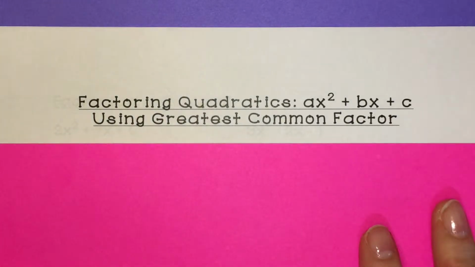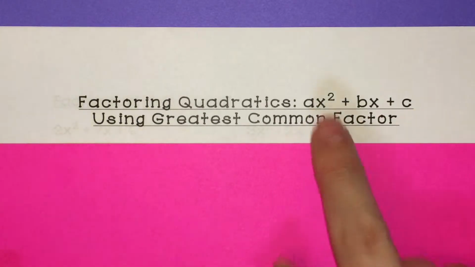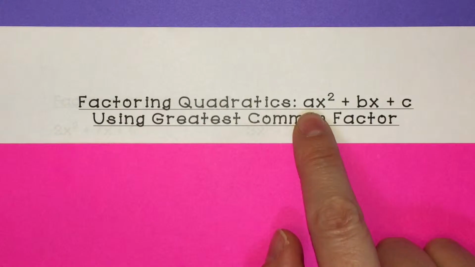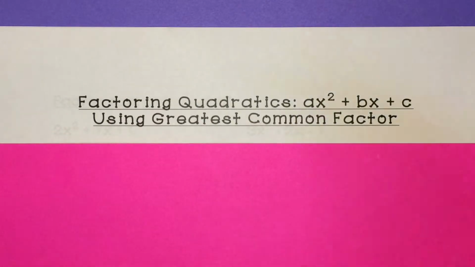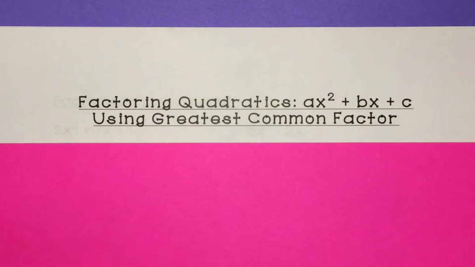We're going to factor quadratics in the form ax squared plus bx plus c. So this form's a little more complicated because you have a number multiplied by x squared. So there's a few more steps. And then we're going to factor this using the greatest common factor. Meaning we're not just going to factor out a number, we're actually going to factor the quadratic itself using a greatest common factor.